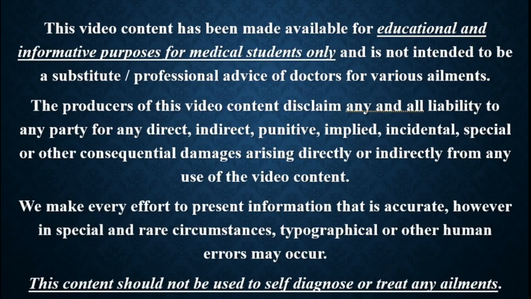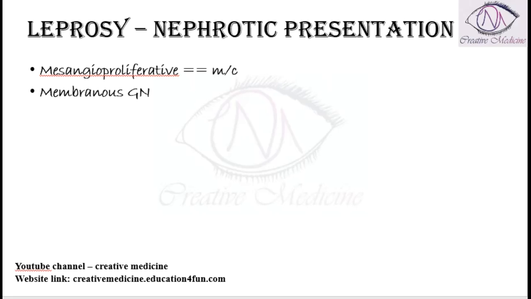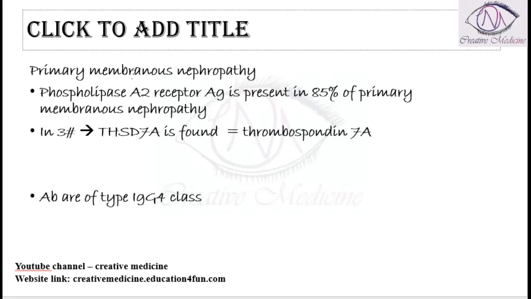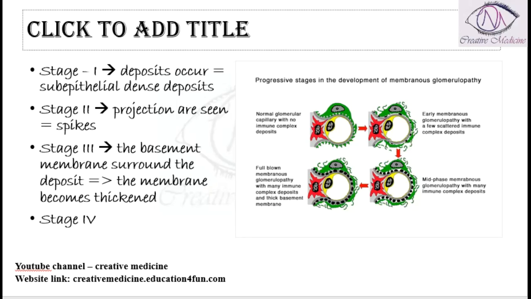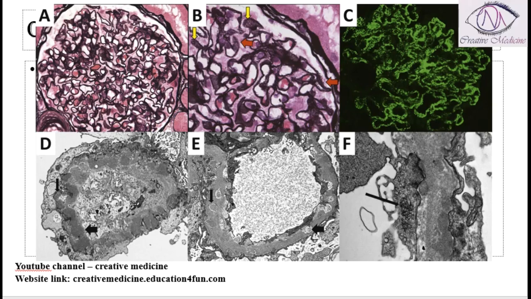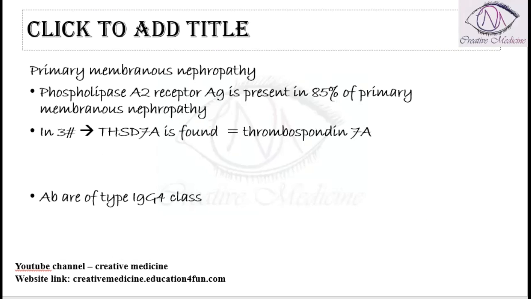In this lecture, we will learn about primary membranous nephropathy. Actually, membranous glomerulonephritis is of two types, primary and secondary. So, we have primary membranous glomerulonephritis and we have secondary membranous glomerulonephritis. The pathogenesis of primary membranous glomerulonephritis.